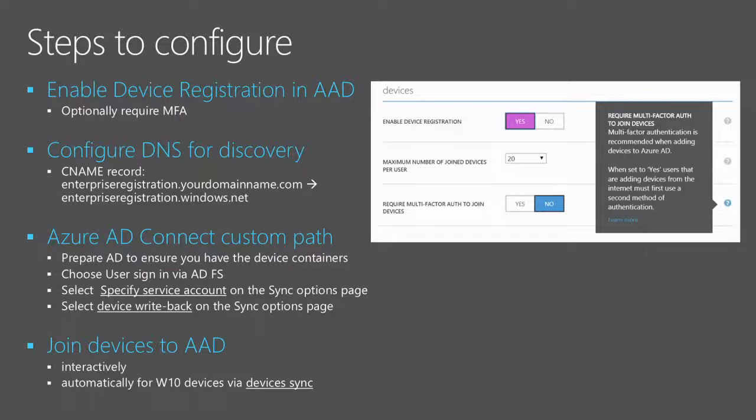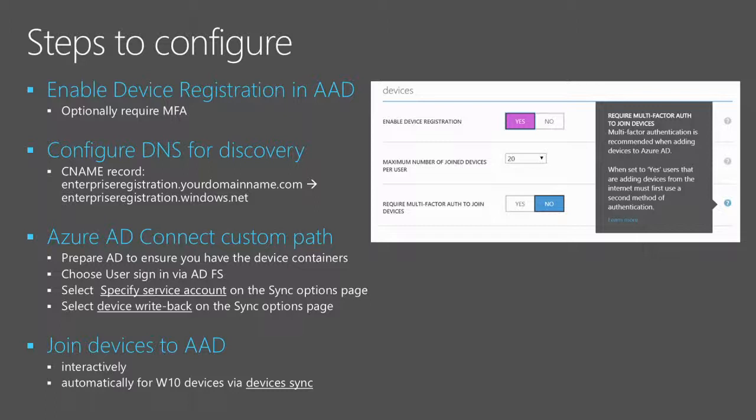So right now, device write-back is what we call a checkbox option, and there are additional things you need to do to get it working end-to-end. We don't yet have the express settings for device registration end-to-end mode through the wizard. We're still working on that and want to have that in the future. But for now, just to let you know, there are a couple of things you need to do.